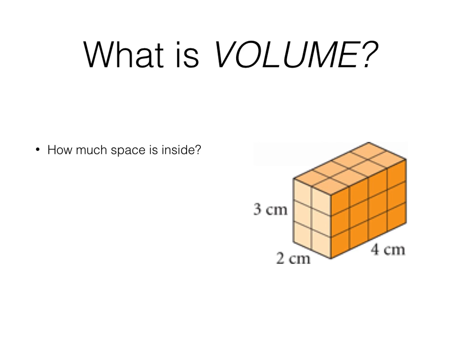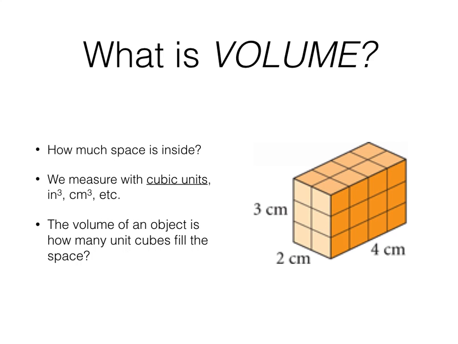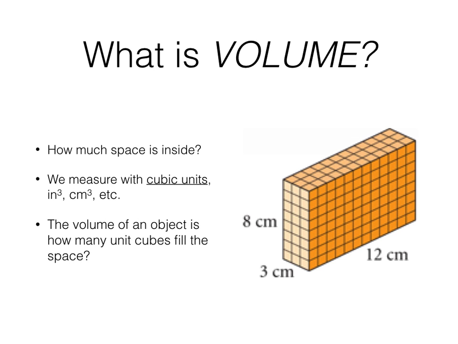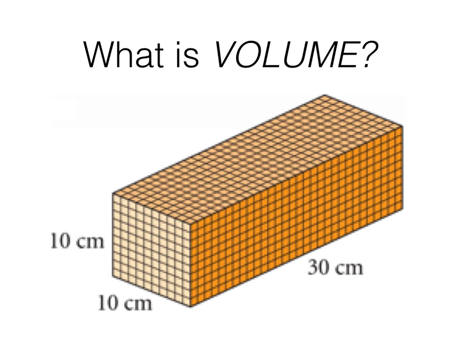Volume answers the question how much space is inside, whereas surface area is how much space is covered on the outside. So volume is always measured in cubic units, for example, cubic inches or cubic centimeters, and we understand volume as the number of unit cubes that would fill the space. So we could find the volume of this prism, or we could find the volume of this prism, or we could find the number of unit cubes in this crazy prism.